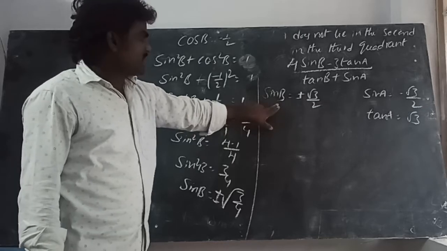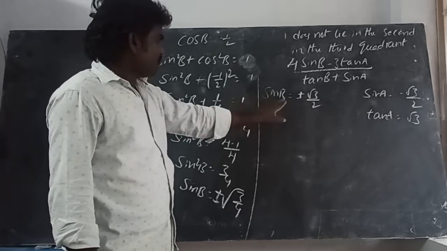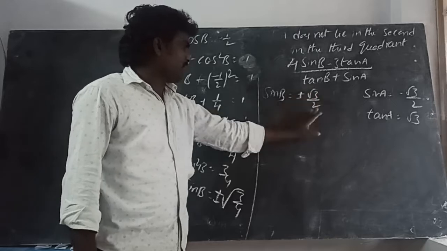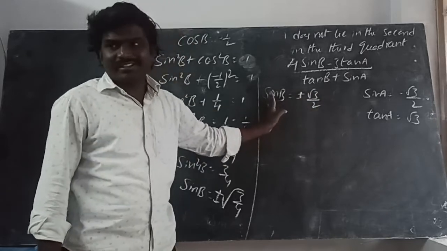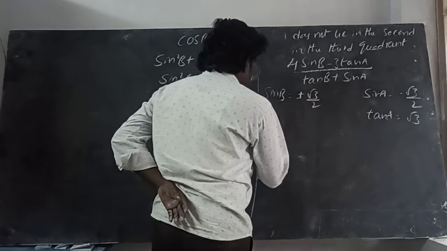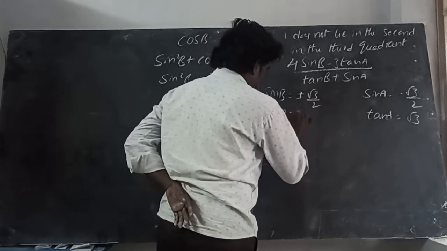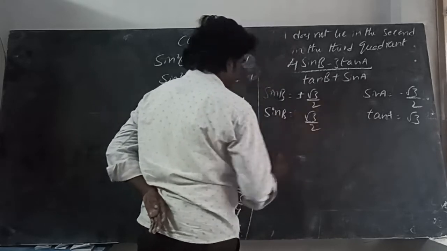So sin B is equal to plus or minus root 3 by 2. The sine ratio in the second quadrant is positive. So that is sin B is equal to plus root 3 by 2.